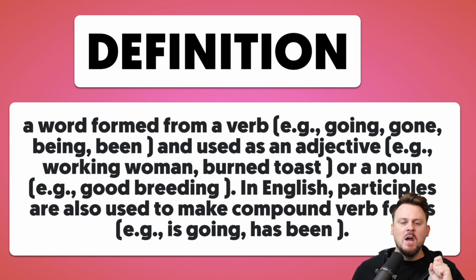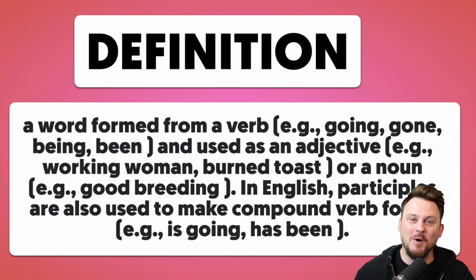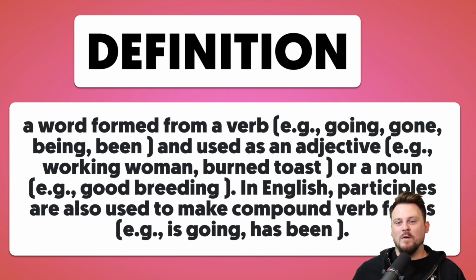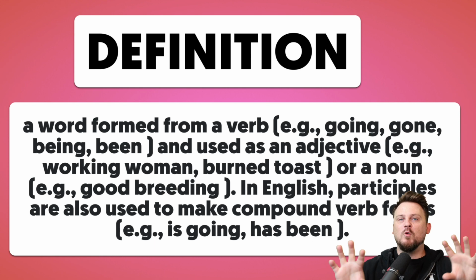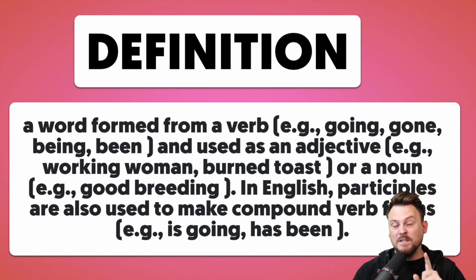In English, participles are also used to make compound verb forms. Now there you would see it in things like the present perfect tense, the past perfect tense, has been, is going, have been going, that sort of thing. We're not going to talk about participles used to make those grammar pieces used in, for example, the present perfect tense. I've talked about that elsewhere. What we're going to talk about is this first one here, used as an adjective. And this is very important. This is usually where we get into this do not do territory of dangling participles.